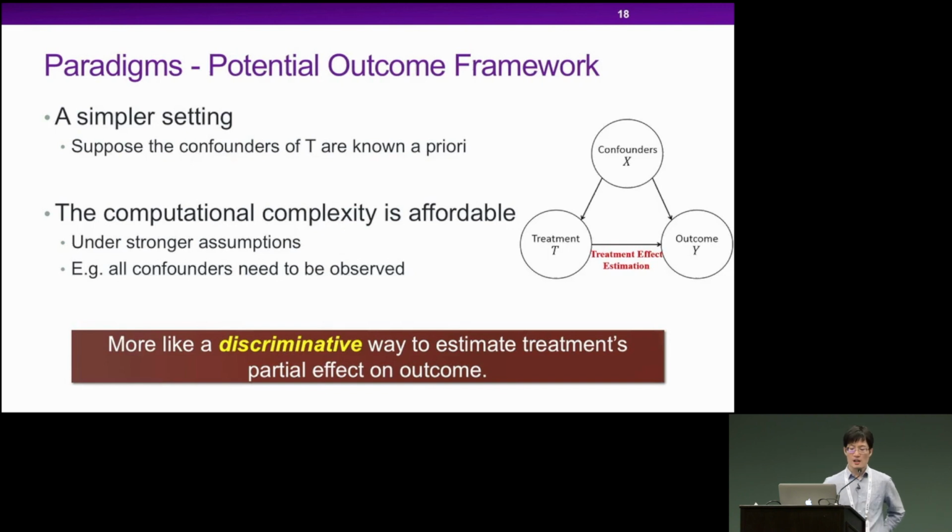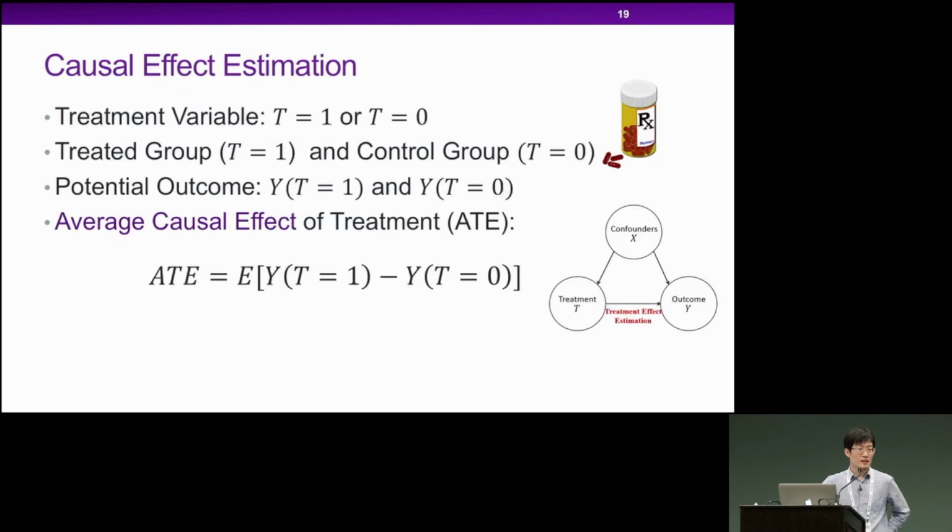Okay. So first, I would introduce some basic concepts in causal effect estimation. The first is the treatment variable, just the T here. You can just think that this is a medicine. So T=1 means that you take the medicine, and T=0 means that you just take a placebo, right? This is the treatment variable. And then we form the treated group and the control group. In the treated group, every unit takes the medicine, and in the control group, every unit takes the placebo, okay? Then we will have the potential outcome.